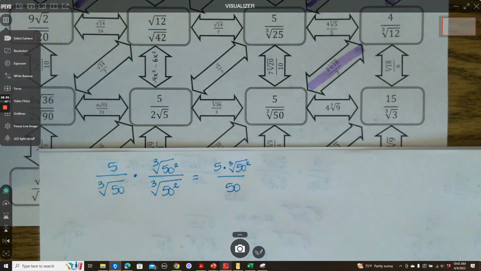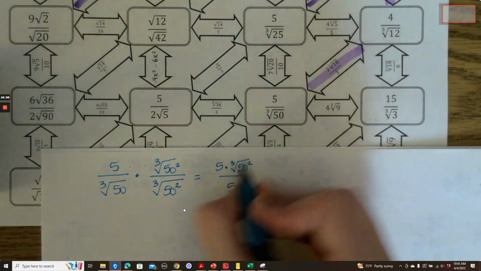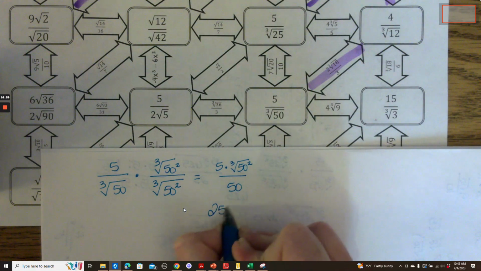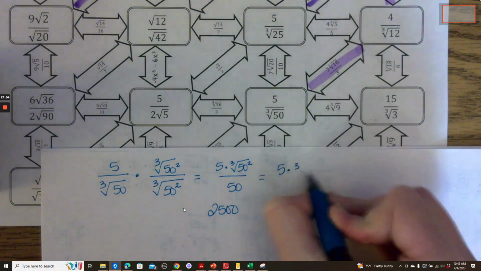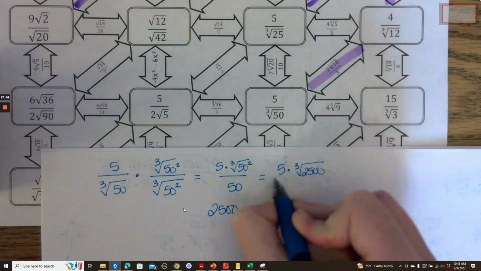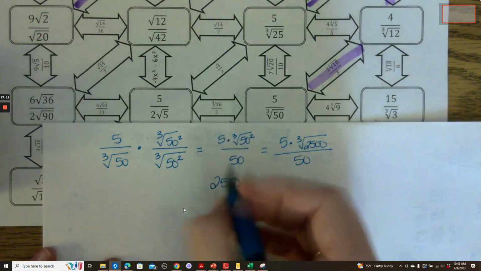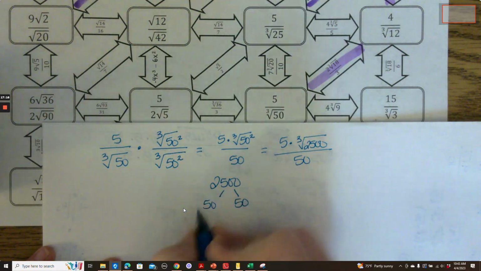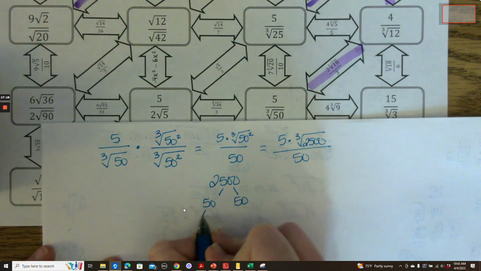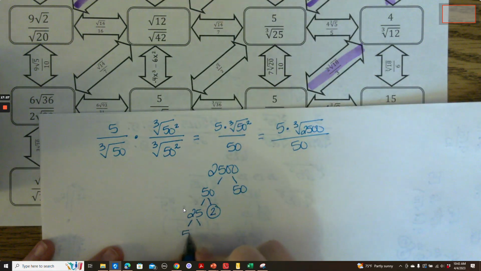So what is 50 squared? 2,500. So we're about to get big. So this is 5 times the cube root of 2,500. So y'all can see where my numbers are coming from. Okay. So we know 2,500 is 50 times 50. What can I multiply together to get a 50? 5 and 2. What? 25 and 2? 2 is prime. All right. 5 and 5.